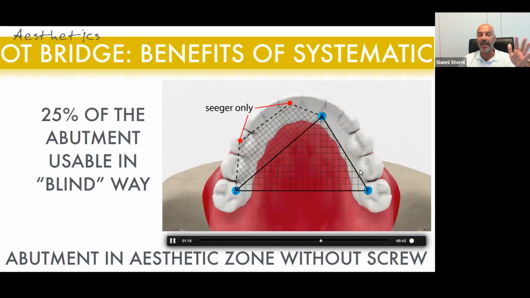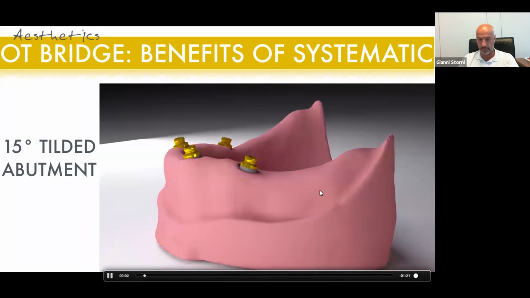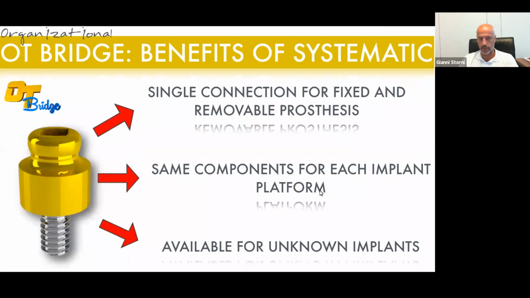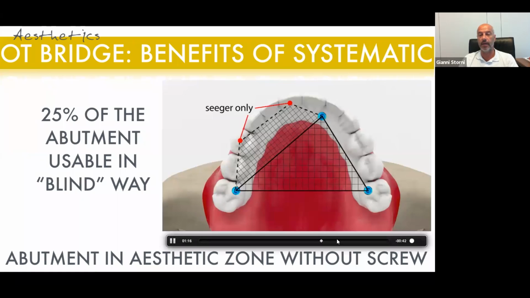So basically 25% of the implants can be saved. So if I have 4, I can use 3 screws. If I have 5, I can use 3, if we have one area of stability to retain correctly all the bridge.